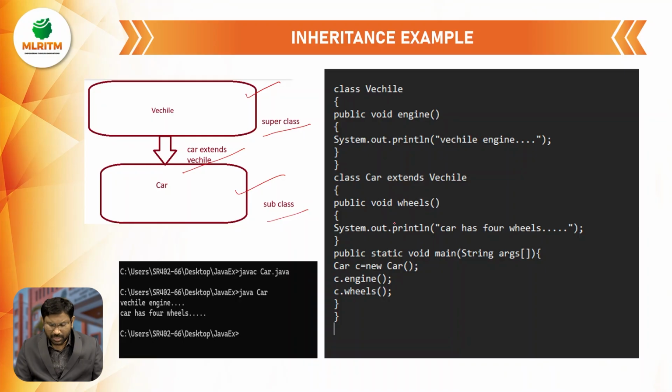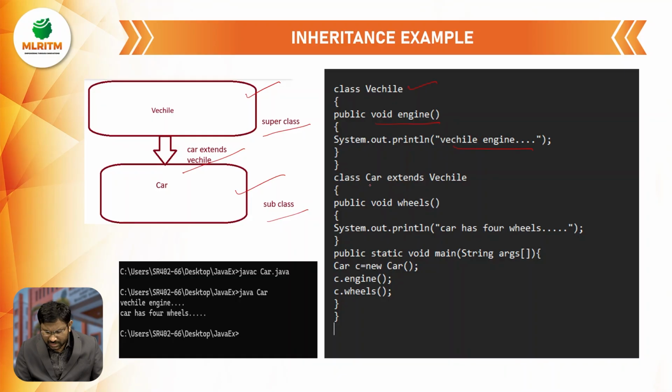So here with the help of one program, I explain the concept of inheritance in detail. Here, first I have taken a class, the vehicle class. Class name is vehicle. Here I have written one method, the method name is void engine. Here I am getting output with System.out.println, vehicle engine. I am getting output in the parent class. Here vehicle is the example for the parent class.